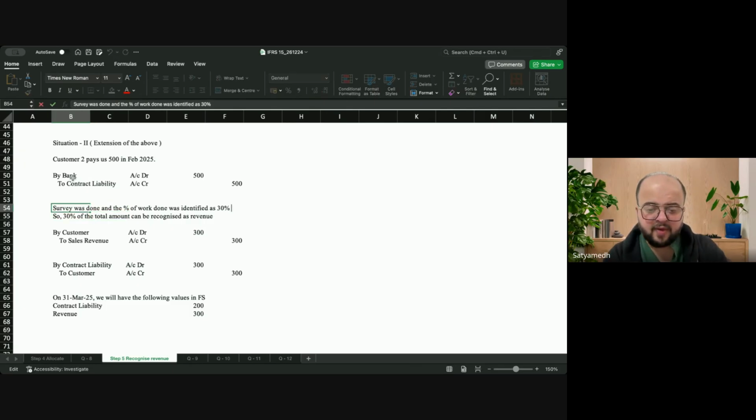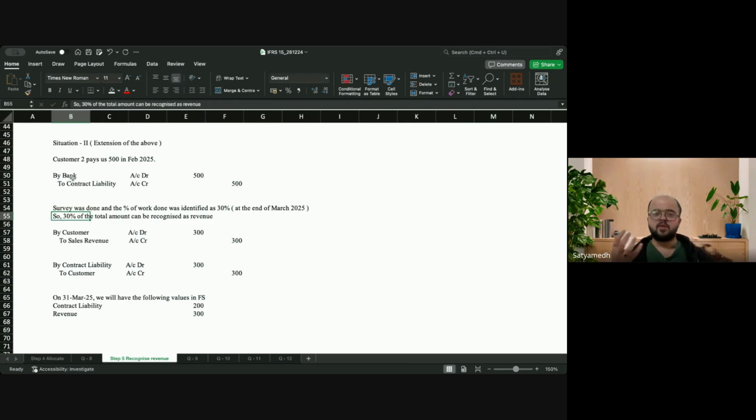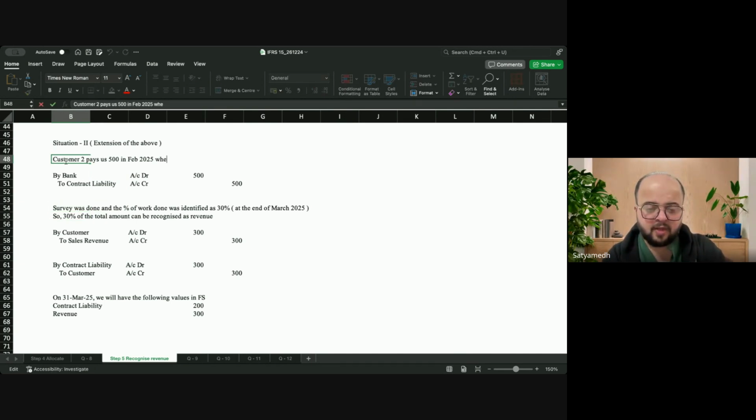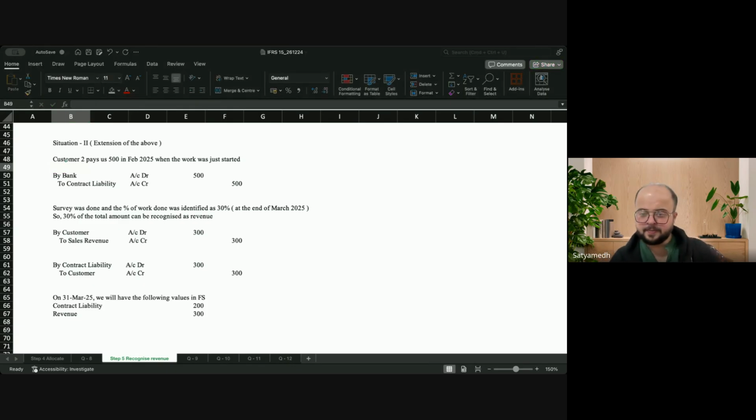When was this identified as 30%? This was done at the end of March 2025. So he gave us the money in February when the work had probably not started. Customer 2 pays us money in Feb 25 when the work was just started. Okay?